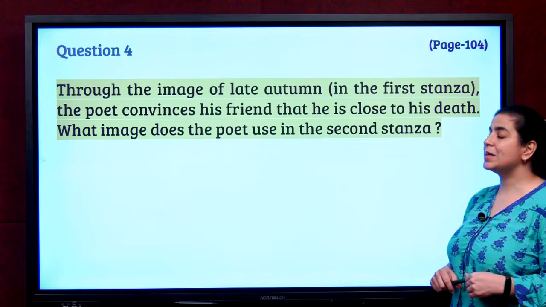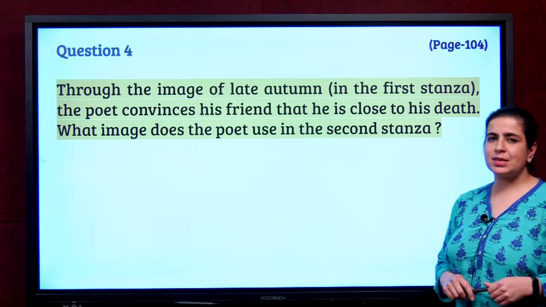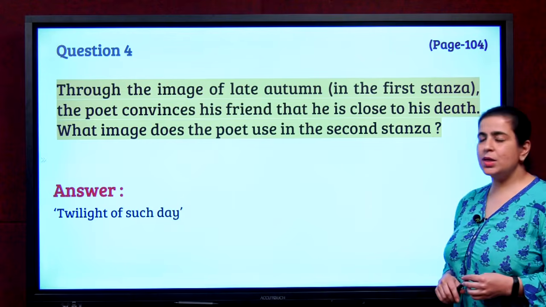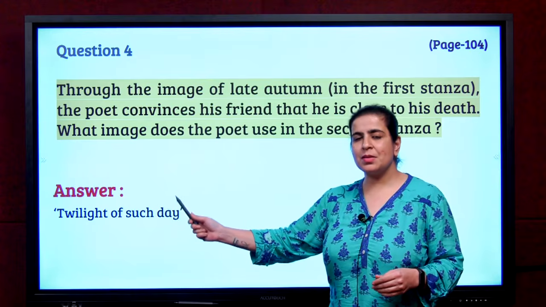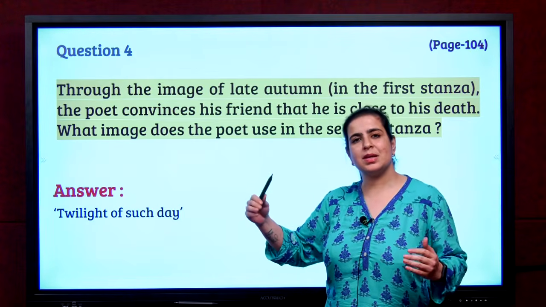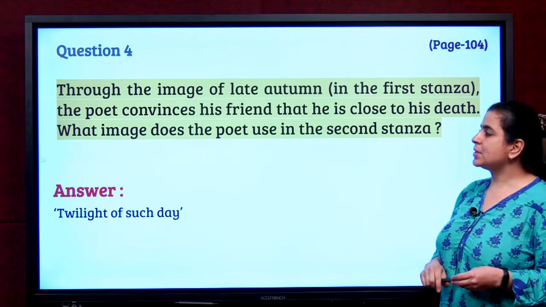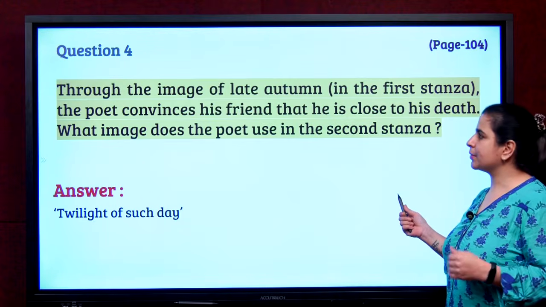Question 4. Through the image of late autumn in the first stanza, the poet convinces his friend that he is close to his death. What image does the poet use in the second stanza? Twilight of such day. He uses this image. Now you can close your eyes and imagine the twilight of that day, the end of the day, just before sunset. It's orange, it's dull. That's what the author uses to convince his friend that he is very close to his death.